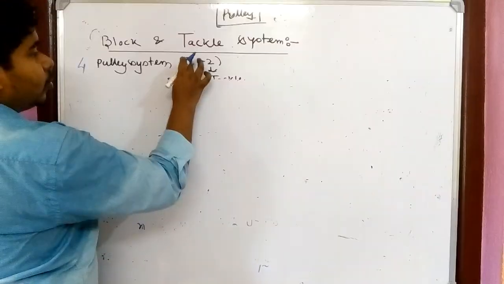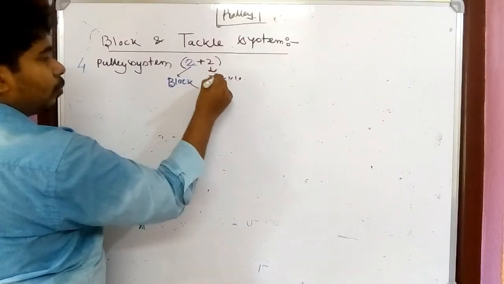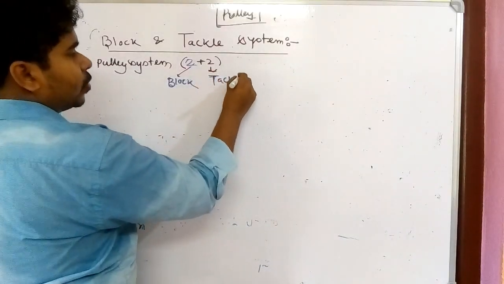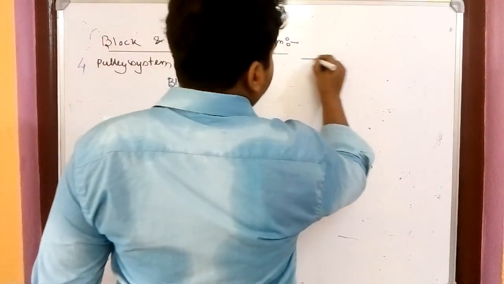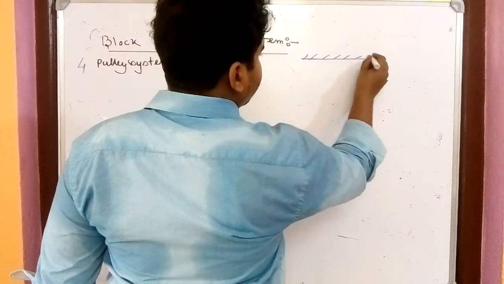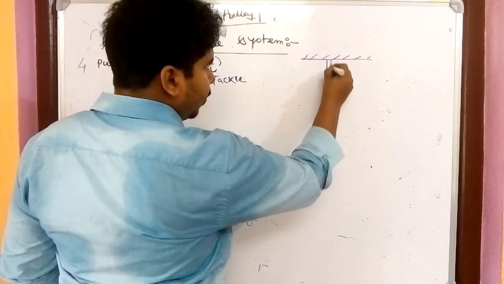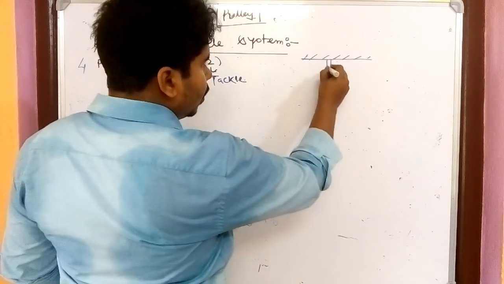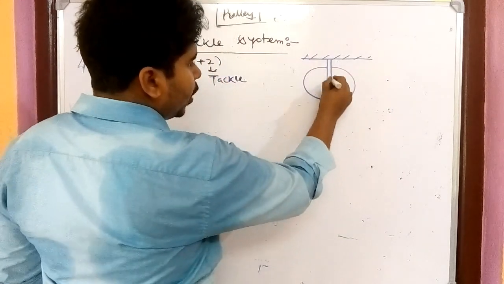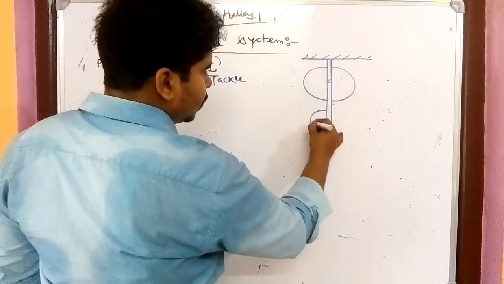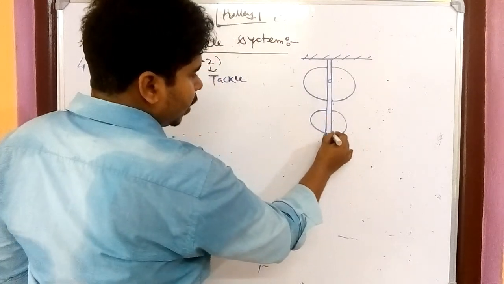4 pulley system means it will be divided as 2 plus 2. So number of pulleys in block is 2, and number of pulleys in tackle is also 2. Equally distributed. I have already told that number of pulleys in block is either greater than or equal to number of pulleys in tackle. Let's see. So first frame, first pulley, second one.